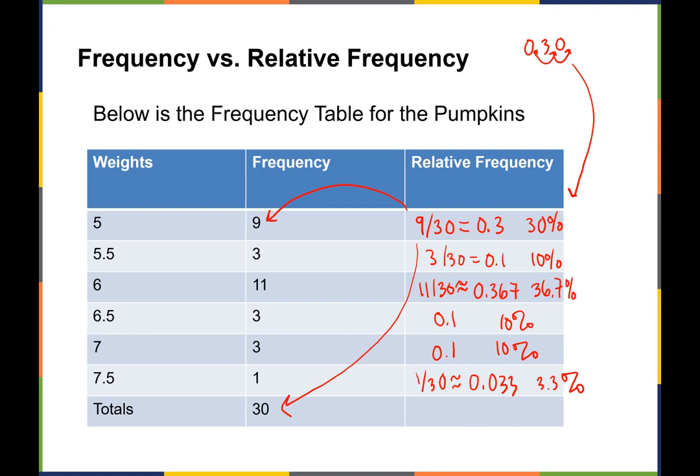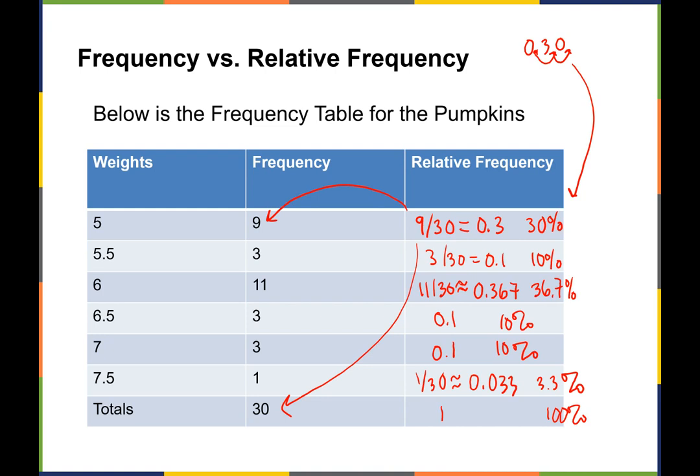If we add up all these percents, you will end up with 100%, which is good because we better account for everything. So 100%. If you add up all these decimals, you will get 1 whole. All right, so that's frequency versus relative frequency. A lot of people like to think of the percent. So 30% of the pumpkins weigh 5 pounds, or 10% of the pumpkins weigh 6.5 pounds.